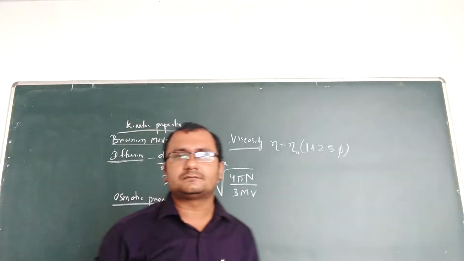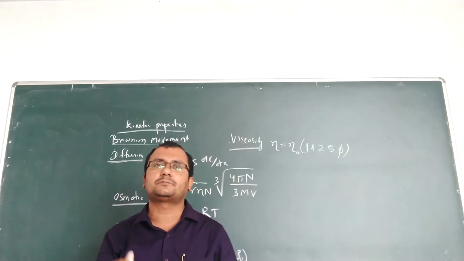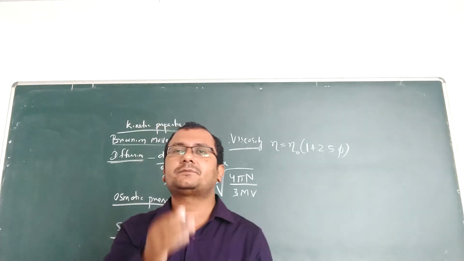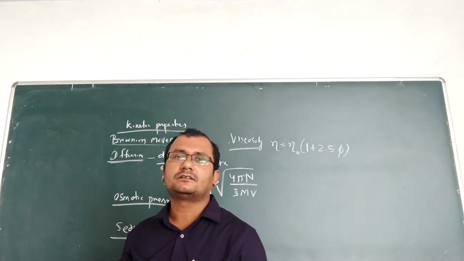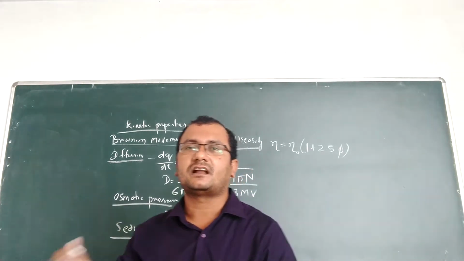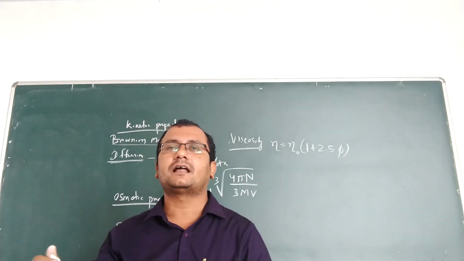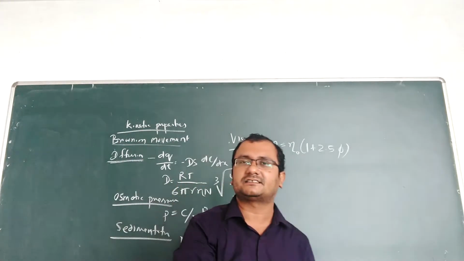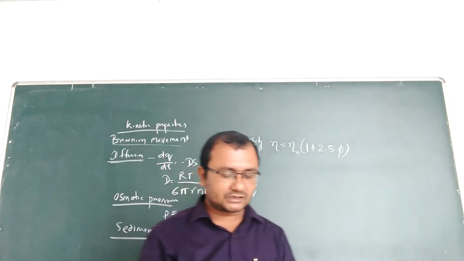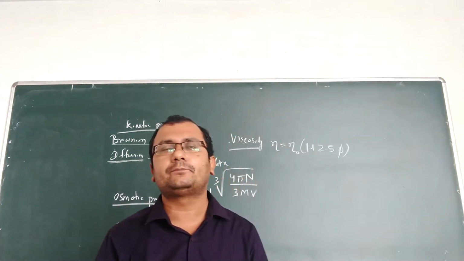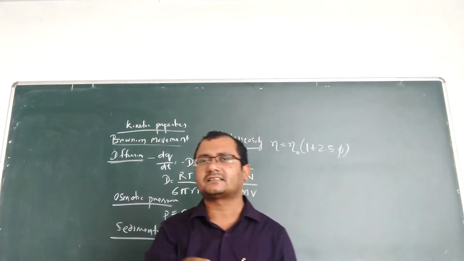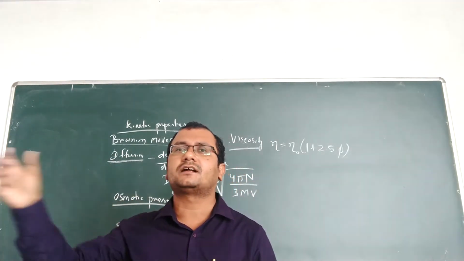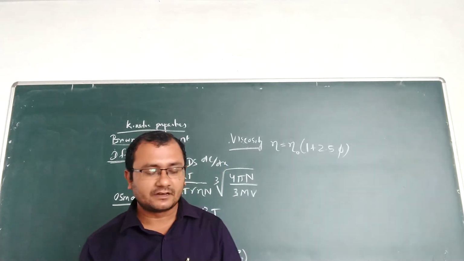Let us discuss another property, diffusion. Diffusion means the movement of particles from higher concentration to lower concentration as per the concentration gradient. This type of phenomenon we call diffusion. Diffusion is always a movement from higher concentration to lower concentration. So when we keep two solutions, one of higher concentration and another of lower concentration, the solute will move from the higher concentration towards the lower concentration in the case of diffusion.